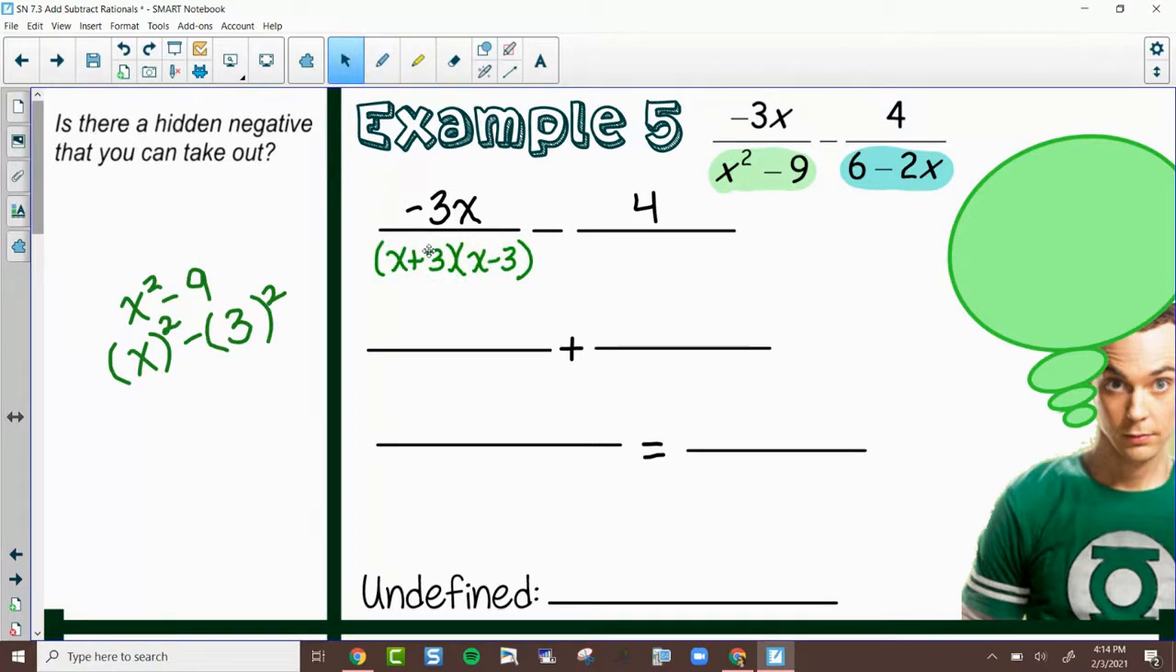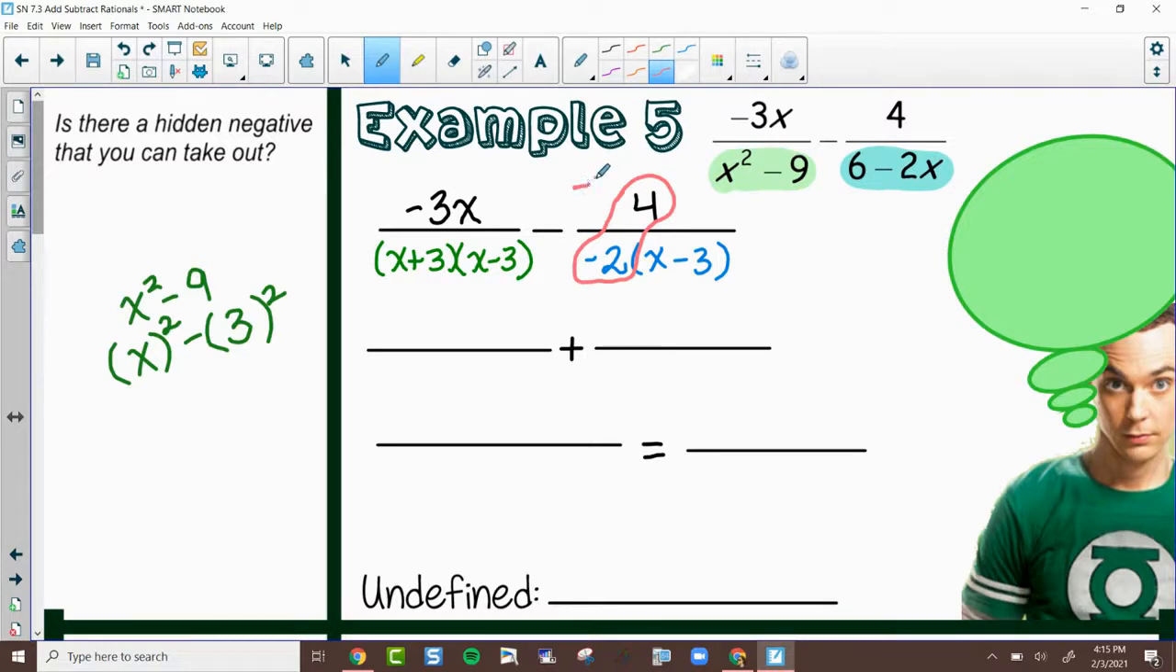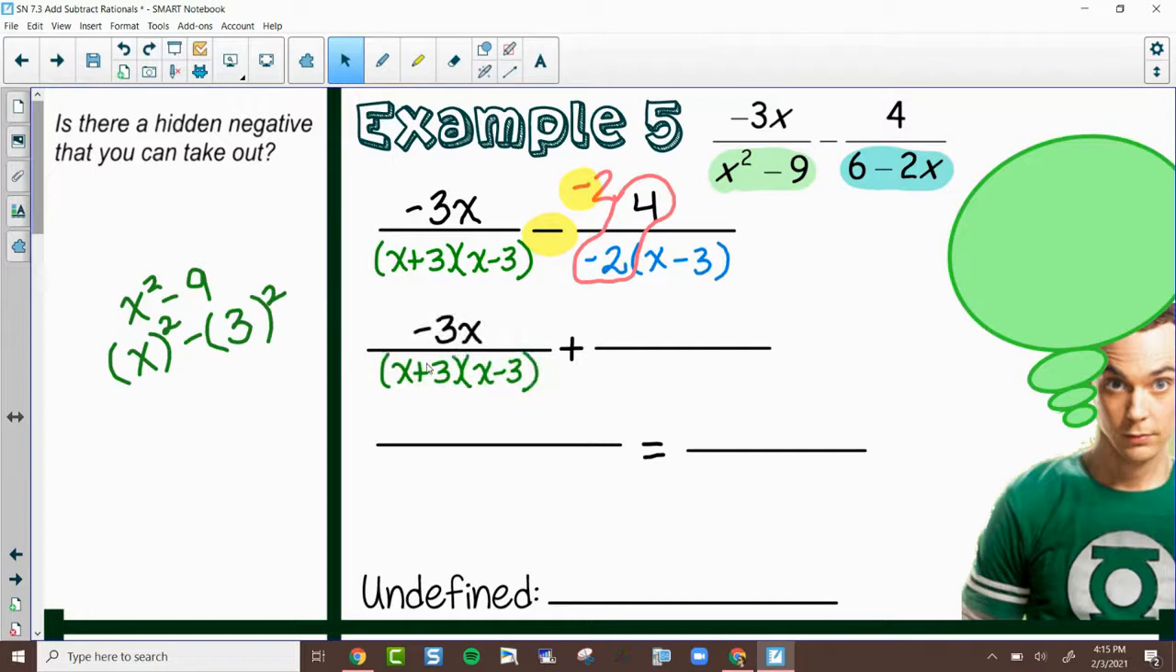And then on the blue piece, I definitely see a 6 and a 2. And then I think I'm also going to take out that hidden negative. So if I take a -2 out, okay, now my pieces are starting to look similar. Here's the good news. Right here, 4 divided by -2. Yes, you can absolutely simplify before you keep going, because here I'm going to get a -2. And here's some good news for you. You've got a negative and a negative. So here's this piece. It's just going to stay the same.